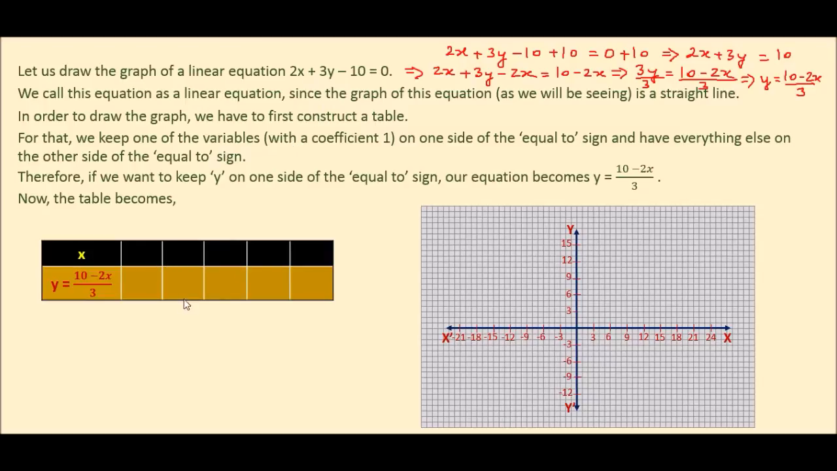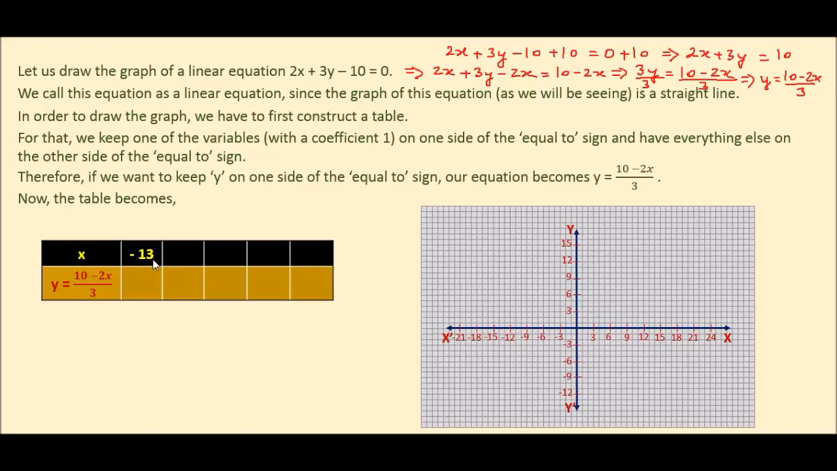I am taking 5 points over here. During the examination, you may not get enough time to get the coordinates of 5 points. So at least get the coordinates of 3 points and join them to get the desired straight line. And this is the graph paper with the 2 coordinate axes, the x-axis and the y-axis. Coming to the very first value of x.